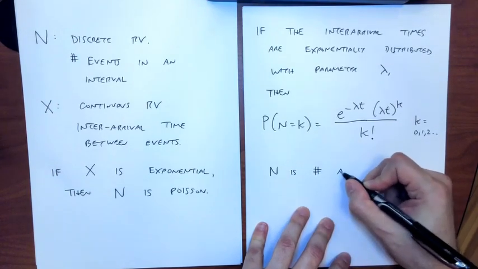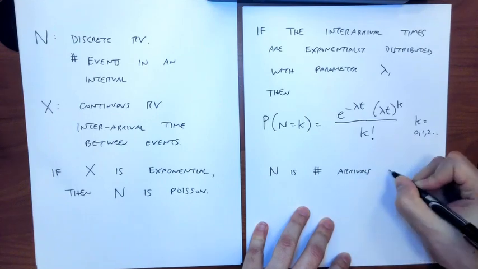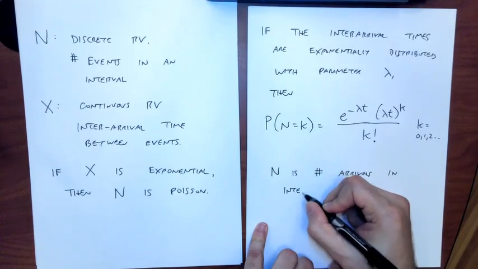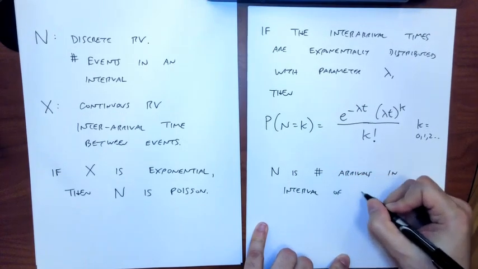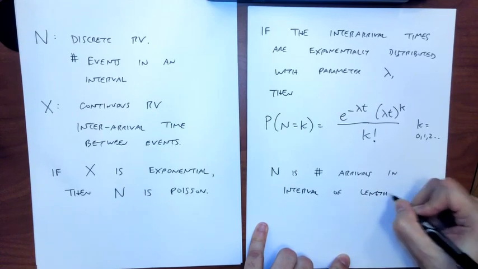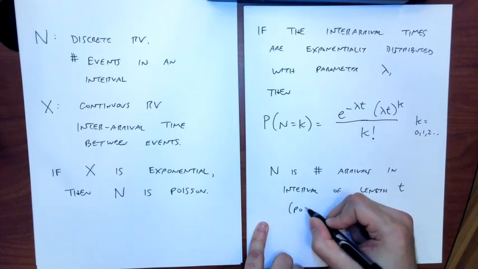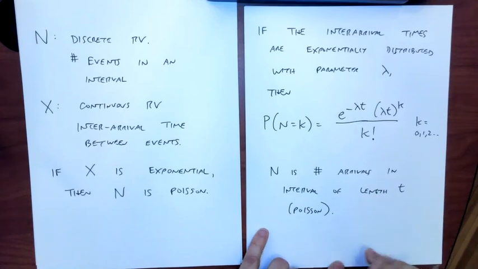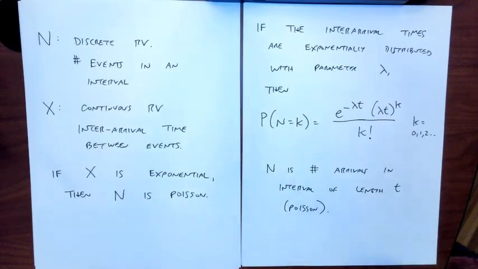So n is the number of arrivals in an interval of length t, which would be Poisson in this case. Now, proving why this is true for different values of k is a little bit of a pain. So I'm just going to leave it here and tell you that we kind of showed it was true for n equals 0. Showing it's true for n equals 12 would be a little bit more complicated, so I don't want to go into that right now.